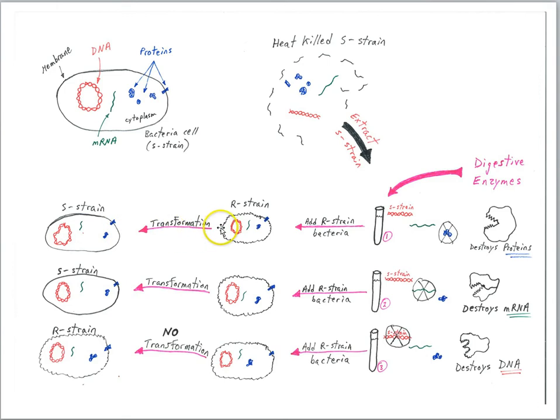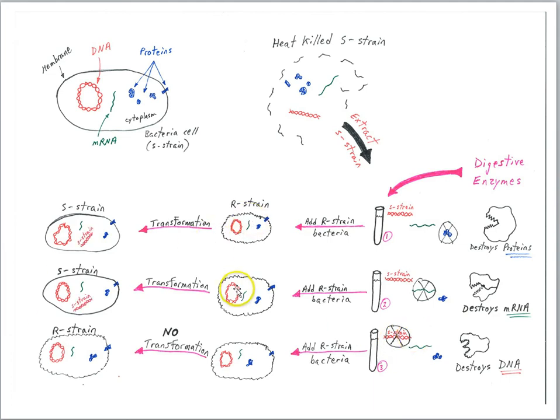How about that? We get transformation when DNA and RNA are present, transformation when DNA and protein are present, no transformation when DNA is destroyed and only messenger RNA and protein are present. So Avery is going to conclude here that the reason why there's no transformation here is because it's S-strain DNA that is the transforming factor, and he has destroyed it in tube number 3.